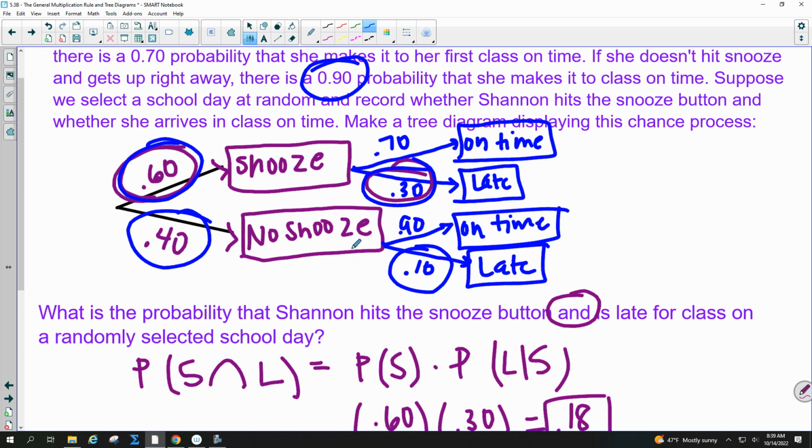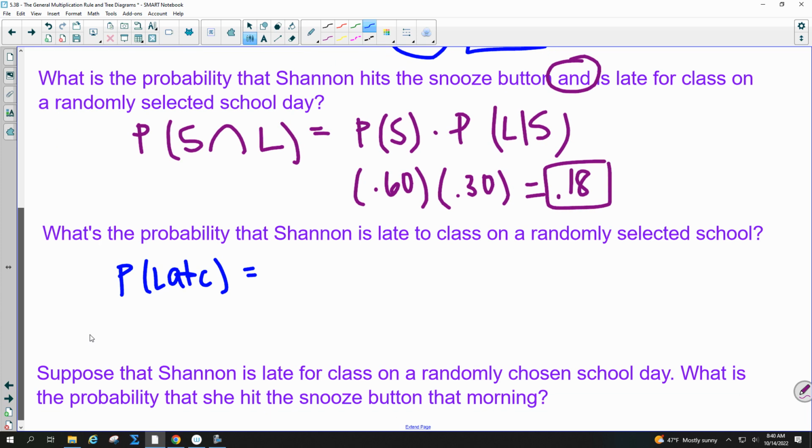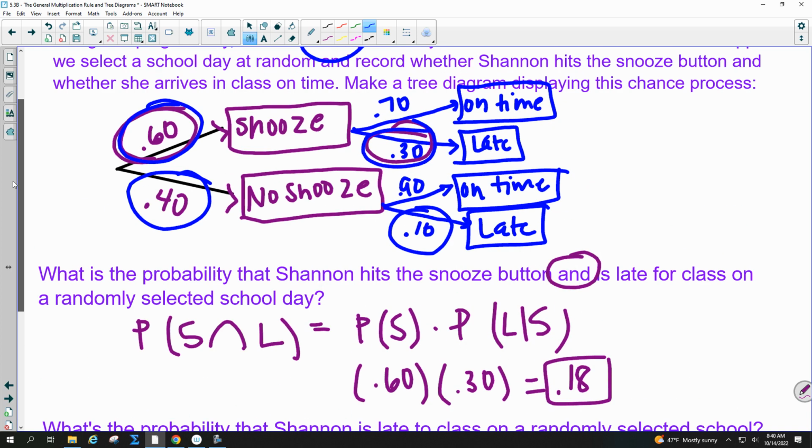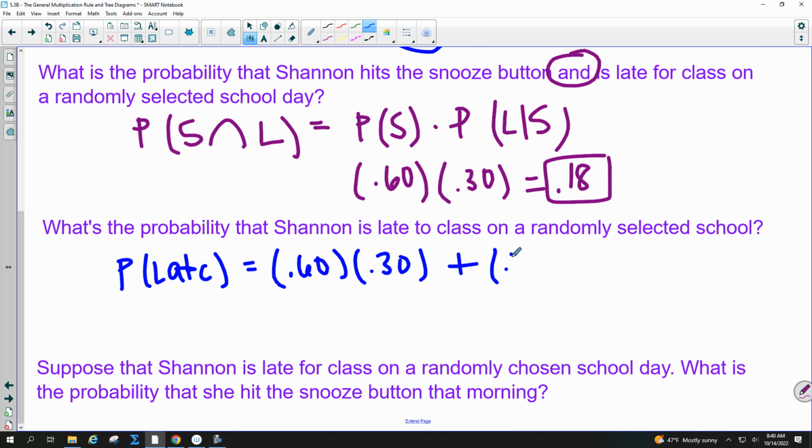So you multiply as you go across, because it's this and this, but you add the different methods of getting there. So I'm going to do 60 times 30%. She hits snooze and is late, or is a plus sign. The other pathway to late is 40% times 10%. That's the other pathway, and we get 22% chance that she's late.